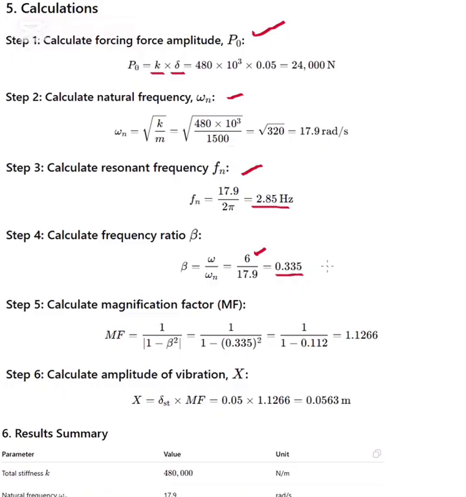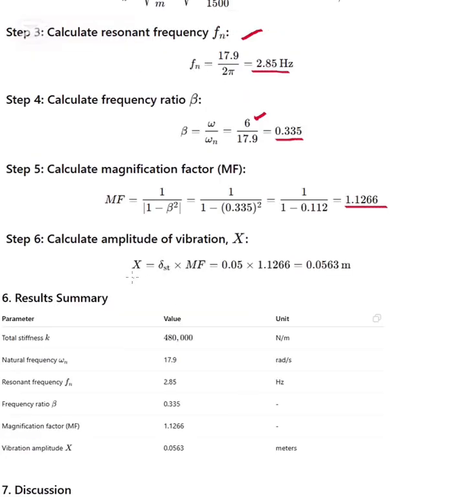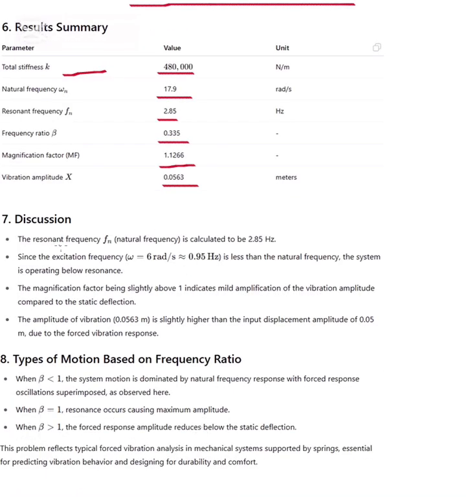That means beta is less than 1. So the magnification factor becomes 1.12. If beta is equal to 1, the magnification factor becomes infinity. If it's greater than 1, it becomes negative, so the displacement amplitude will be less. Since here the beta ratio is much less than 1, we have the total stiffness, natural frequency, resonant frequency, frequency ratio, magnification factor, and vibration amplitude.